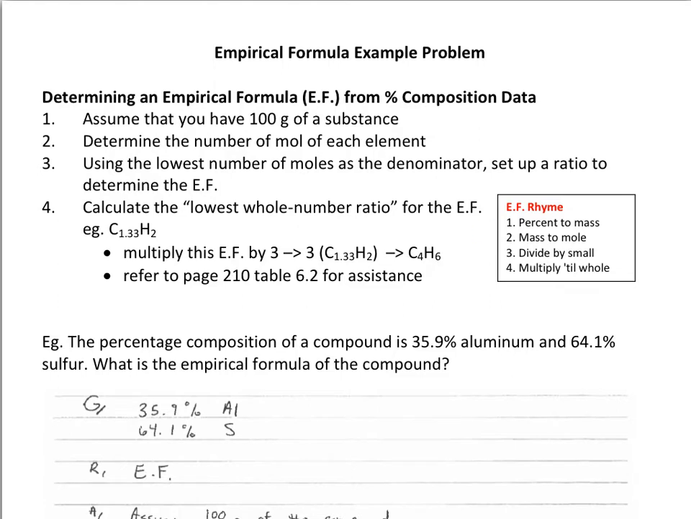In the first step, you're converting your percent data to mass. And so it goes percent to mass, and then mass to mole. Divide by small, and multiply till whole. Because once you convert your percent to mass, you need that mass data to be in moles so that you can work with it. You're then going to divide by the smallest number of moles, so you're going to divide all of the number of moles by the smallest number of moles to find your ratio. And then multiply till whole just means that you're going to multiply by some factor such that all of the numbers in your ratio are whole numbers.